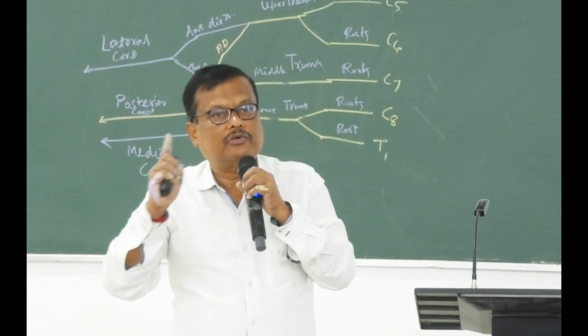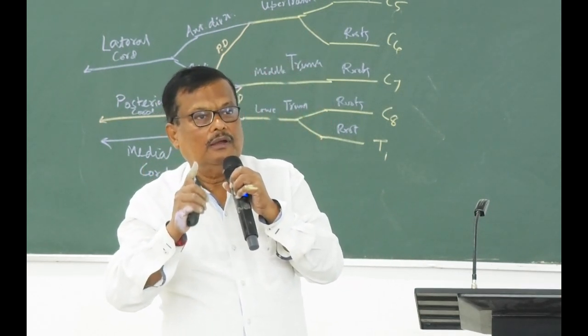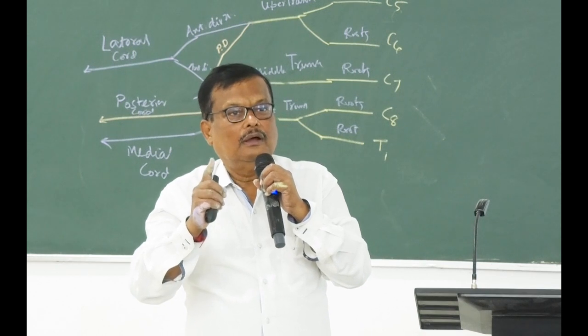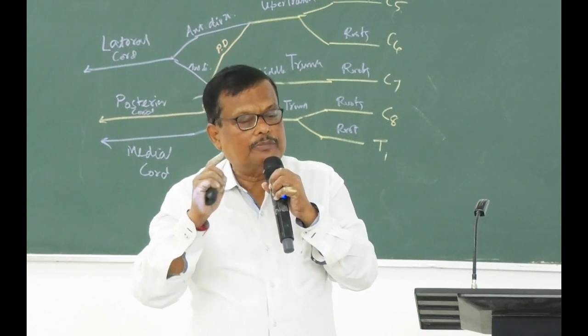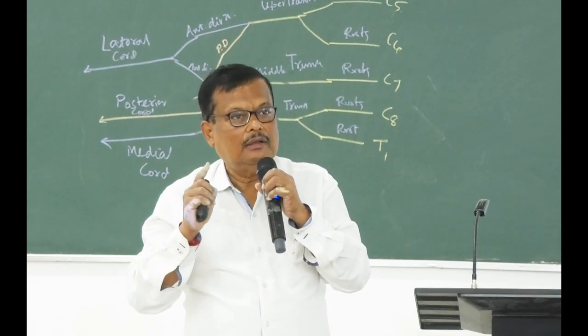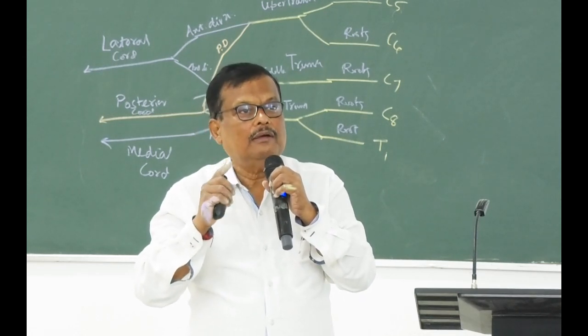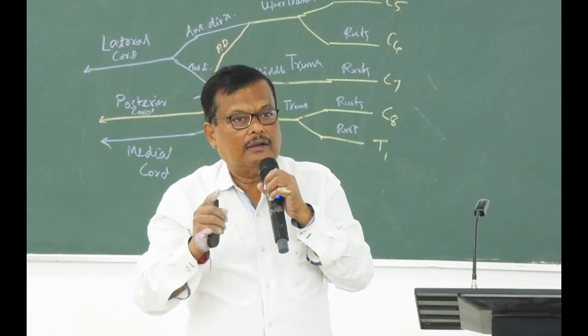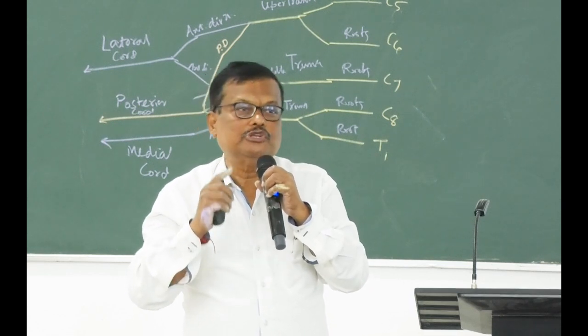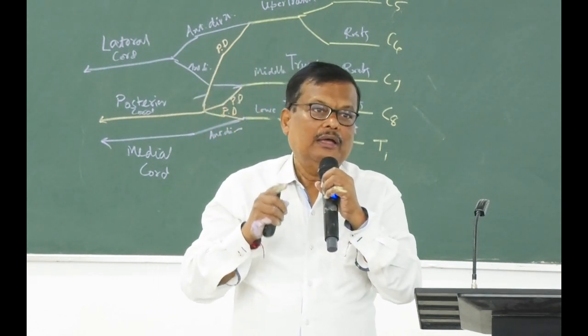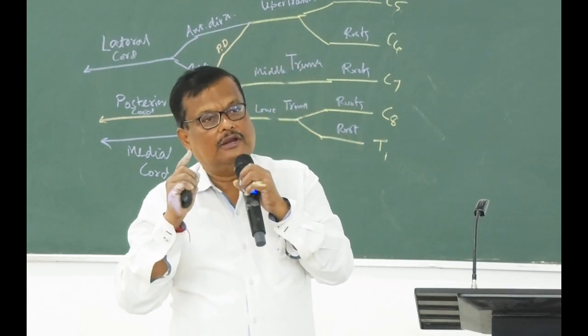So roots and trunks are situated in the lower part of the neck, in the posterior triangle. Division situated in the apex of the axilla, behind the clavicle. And cords are situated in the axilla in relation to the axillary vein and axillary artery.